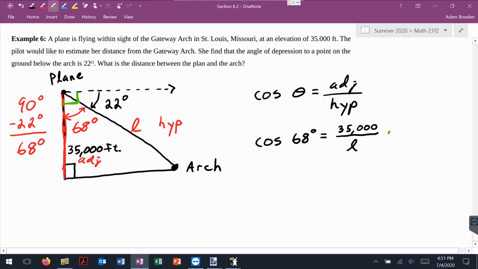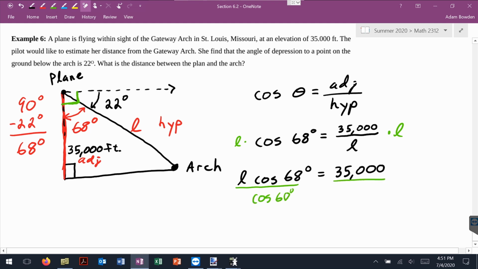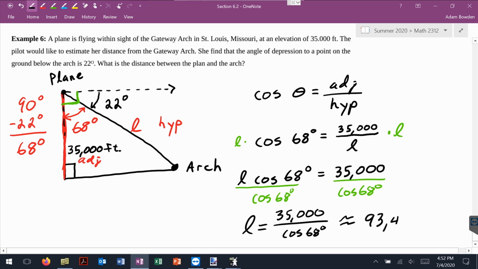Now I have to solve for L somehow. I'm going to multiply both sides by L, and that would make it look like L cosine 68 degrees equals 35,000. Now I'm going to divide both sides by cosine 68 degrees. And so L is going to equal 35,000 divided by cosine 68 degrees. Now I have to put that in the calculator and get an approximation for it. And when I did, I got approximately 93,431 when rounded to the nearest foot.